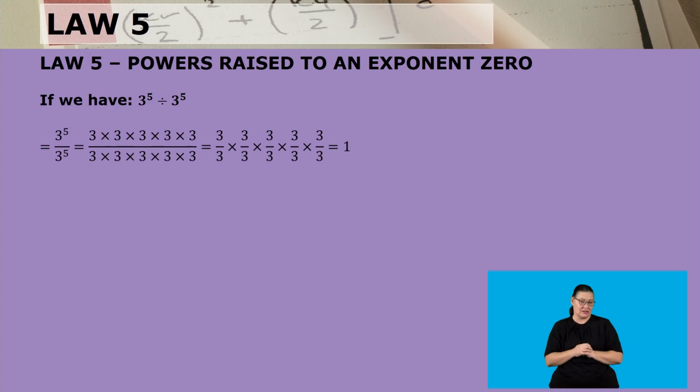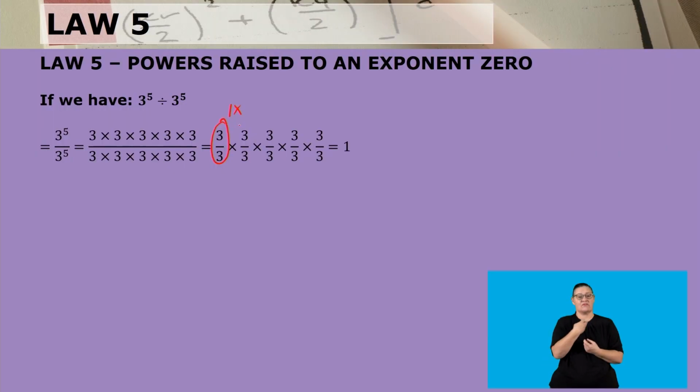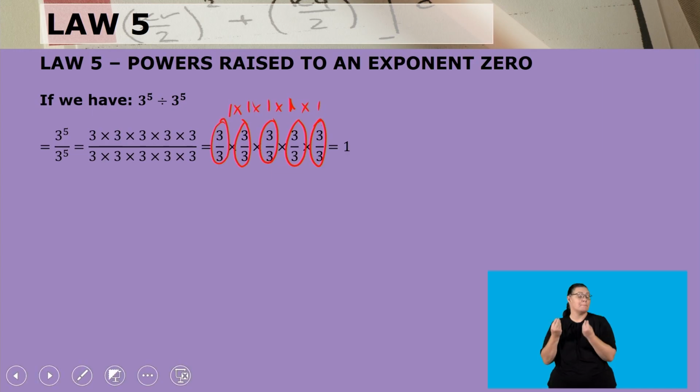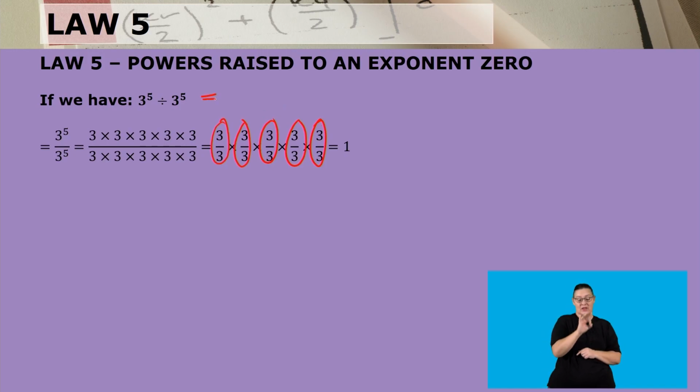Now remember, when we are dividing a number by itself, it will give us 1. So that means that that fraction there will give us a 1. We're multiplying it by 1, multiplying it by 1, multiplying it by 1, and again multiplying it by another 1. Now 1 multiplied by 1 multiplied by 1 multiplied by 1 and multiplied by 1 again will give us an answer of 1. So from this 3 exponent 5 divided by 3 exponent 5, we get an answer of 1.